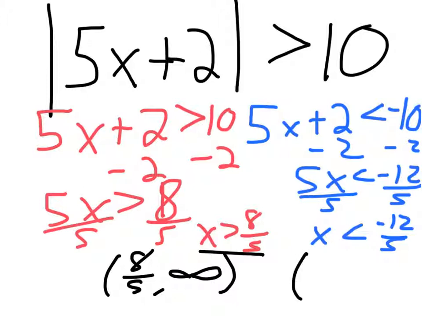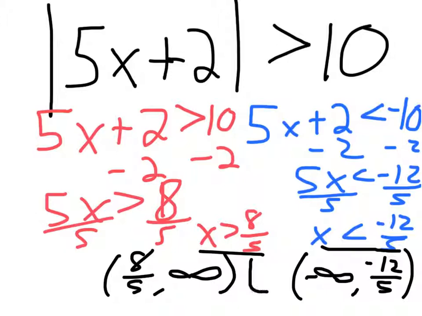Now let's look at this other fact. x can go as far back as negative infinity, and then it stops there at negative 12 over 5. It can't be anything bigger because x is less than negative 12 over 5. And we put a union here. That just means both this and this are potential answers.